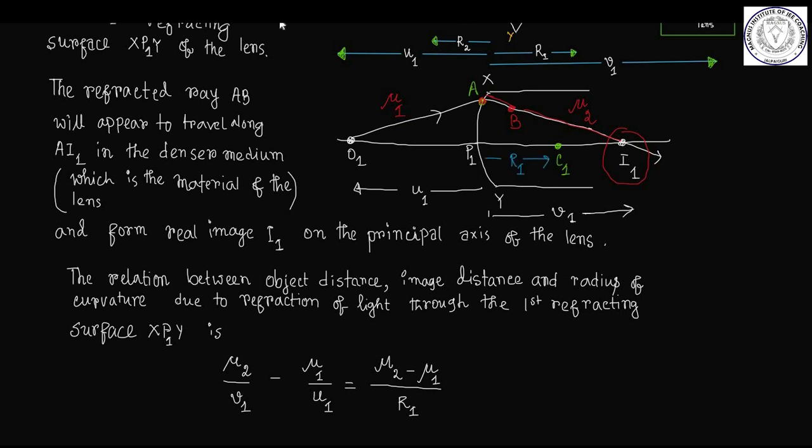So r1 is the radius of curvature of the first refracting surface, and we get equation 1, which is mu2 by v1 minus mu1 by u1 is equal to mu2 minus mu1 divided by r1, where r1 is the radius of curvature of the first refracting surface XP1y of the lens. This is equation 1.